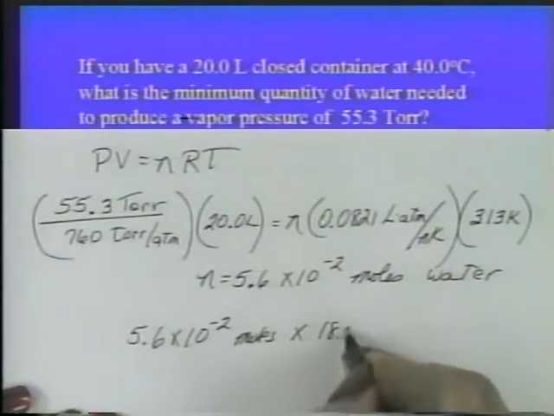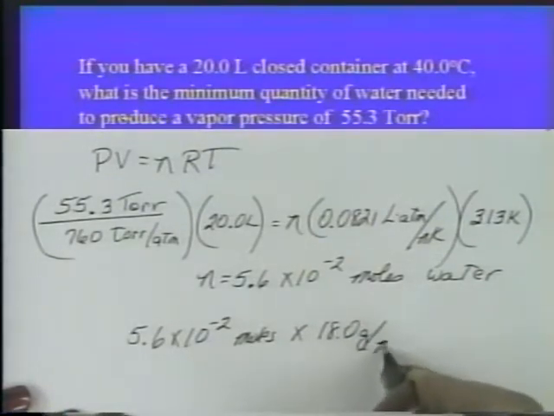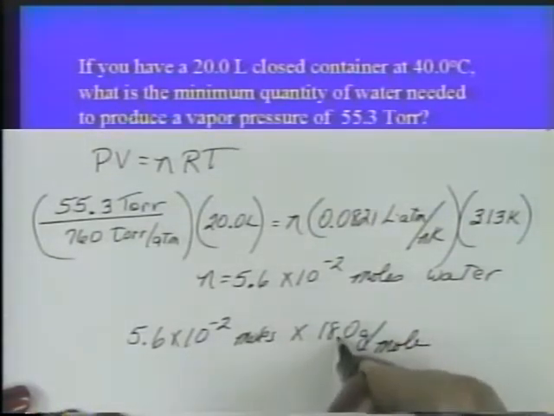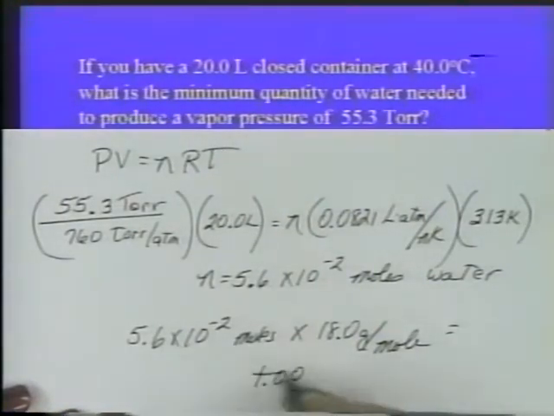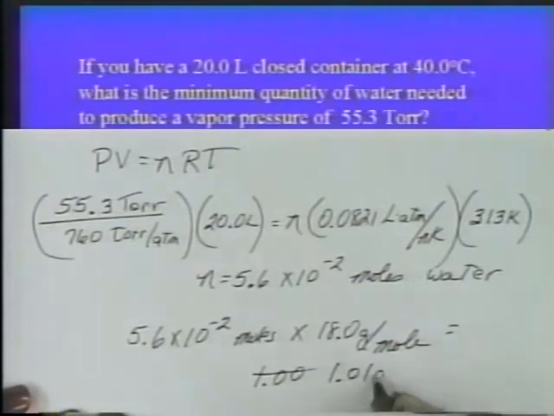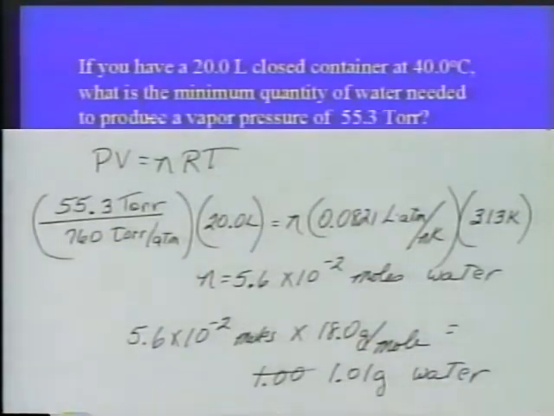times 18 grams per mole equals, I get that just over 1 gram of water, maybe about 1.01 grams of water, will be sufficient to produce that kind of vapor pressure. Did you agree with me? PV equals nRT. You can't ever forget anything in this class, folks. It'll come back and bite you.